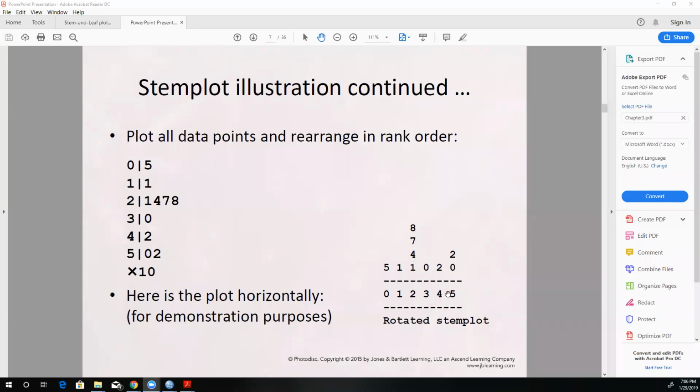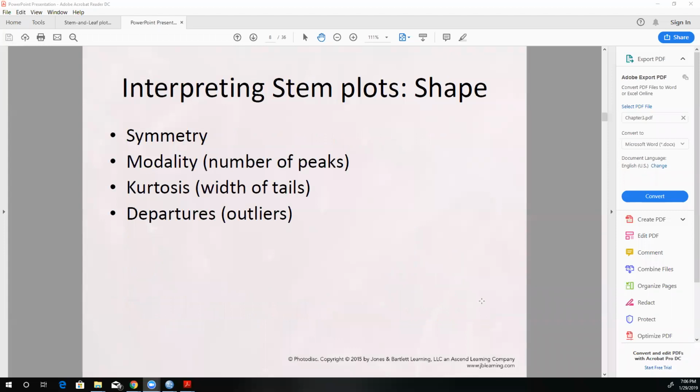And you can rotate your stem leaf plot and look at it horizontally. Now, why do statisticians like to do these plots? I like the histograms. He likes the stem plots. Well, they tell you a lot about what the data set looks like. One is symmetry. If you were to look at the shape and draw a line through the middle of it, is it the same on either side? Is it like a mirror image of the other? And so that would be symmetry.